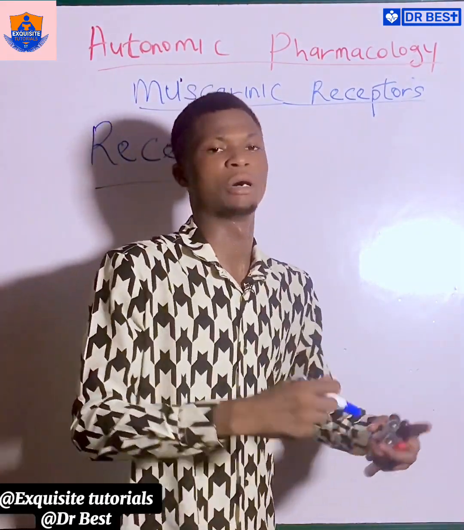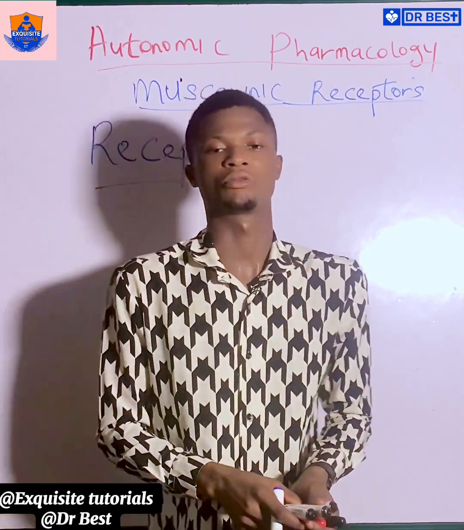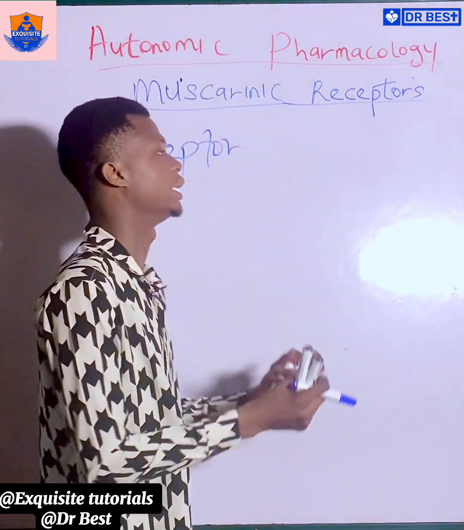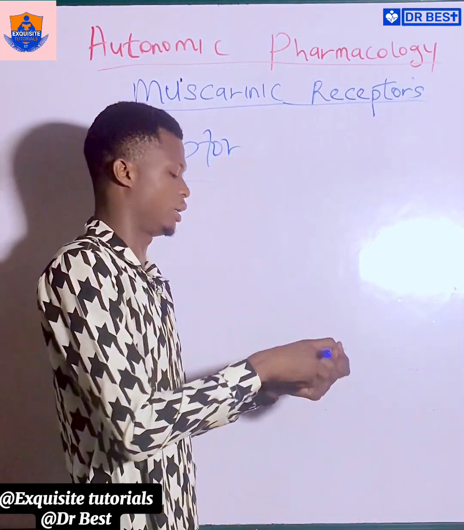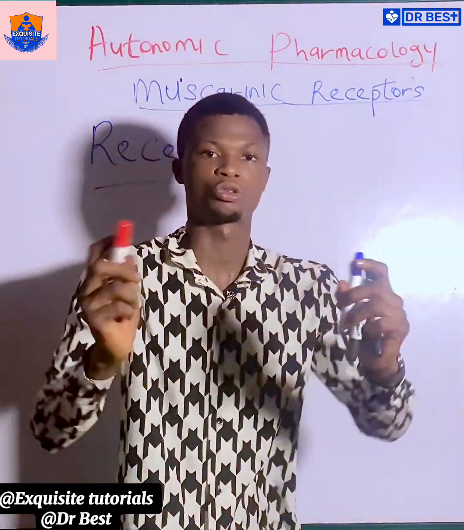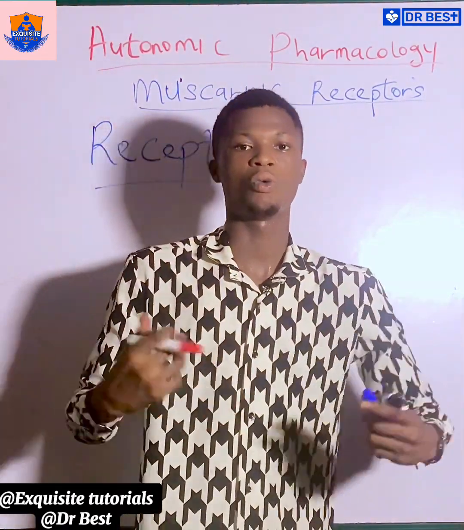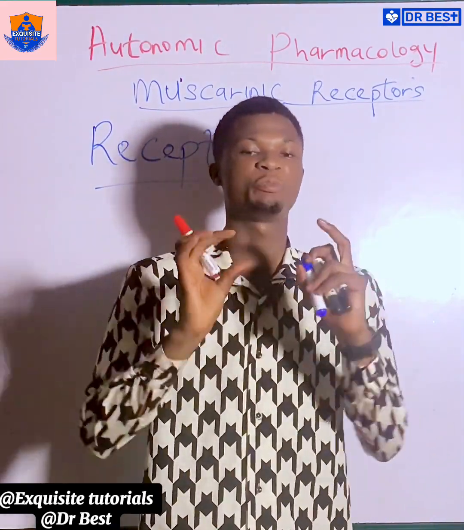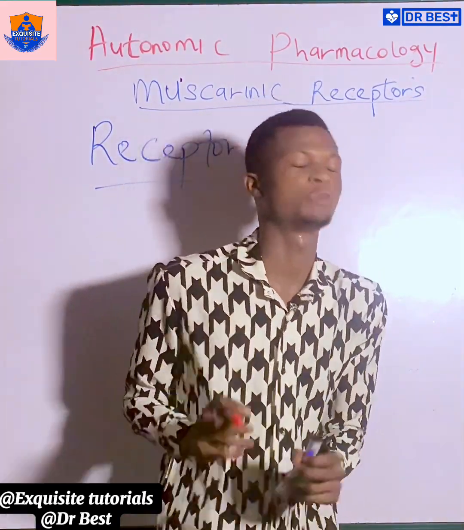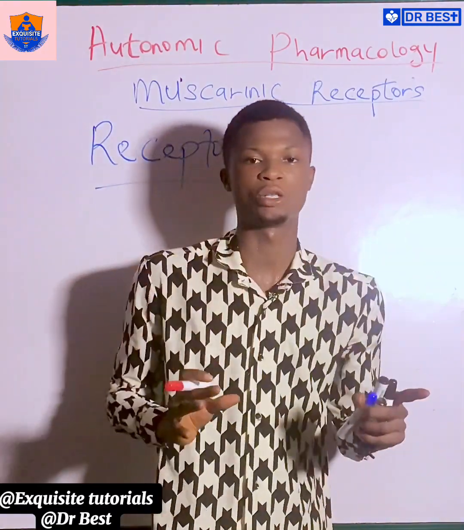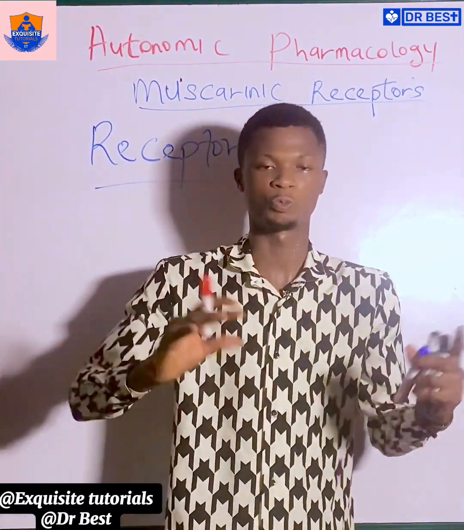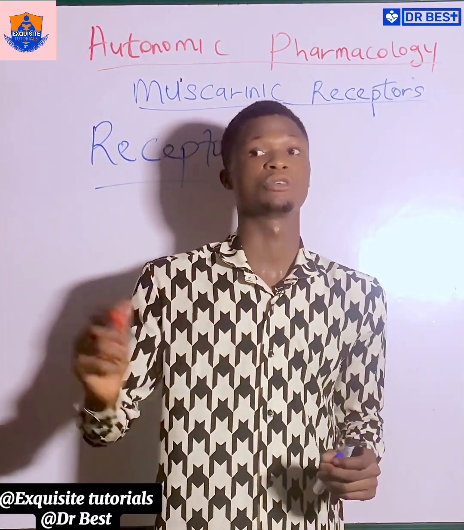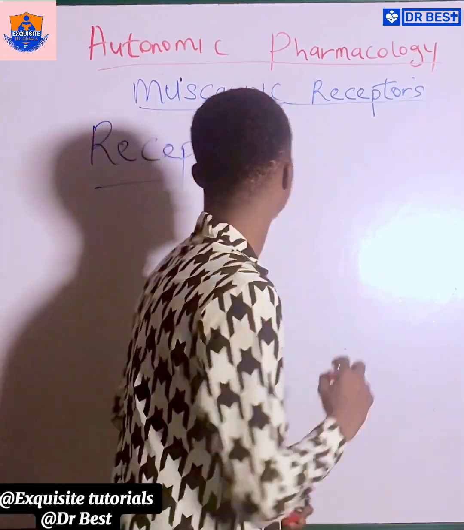When we talk about receptors, receptors are structures in the cell surface. What they do is that they bind to specific substances and carry out specific effects. They don't just bind to any substance, they bind to some specific substances and carry out some specific effect.